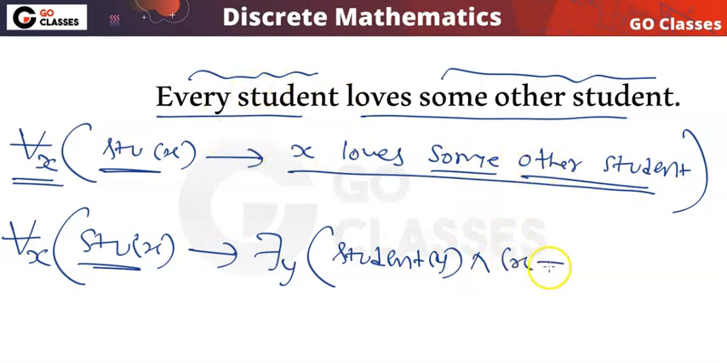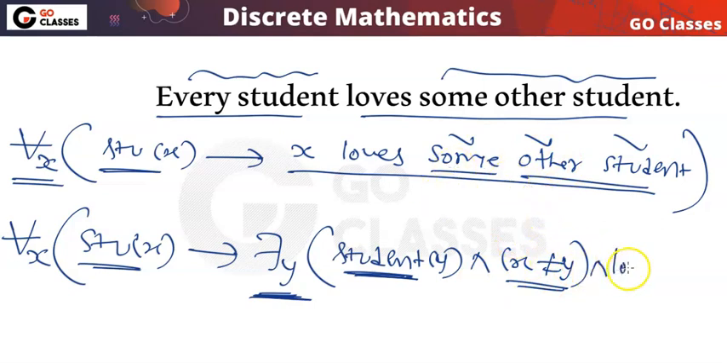It means x and y are different. X comma y both are different. X is not the same as y. See, x is not the same as y, it means other. Student y means student, and some means there exists y. So I can say x loves some other student means there exists a y such that y is a student and x and y are different, and x loves y. So this is our expression.